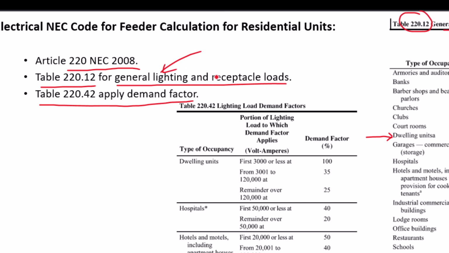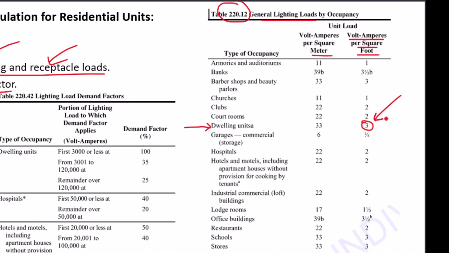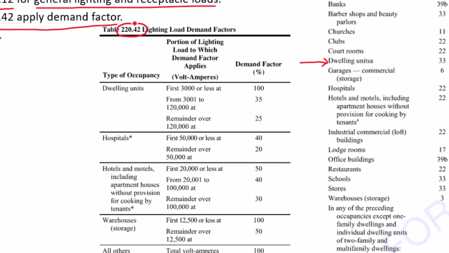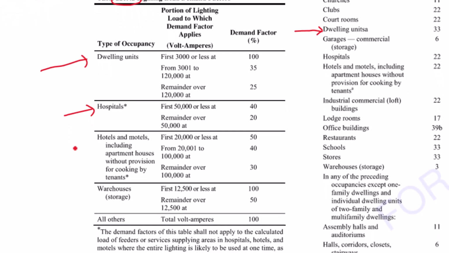And in the NEC, they state that you can also include the general receptacle load into this value here of 3. So this 3 times the square foot of the residential unit would account for the general lighting and the receptacle load for that dwelling unit. Then you can apply a demand factor using table 220.42, which is this here. So for dwelling units, you would follow these rules here. And for different occupancy types listed here, you would follow different demand factors.